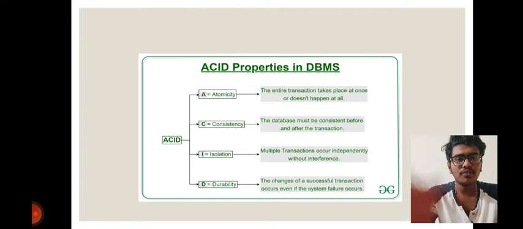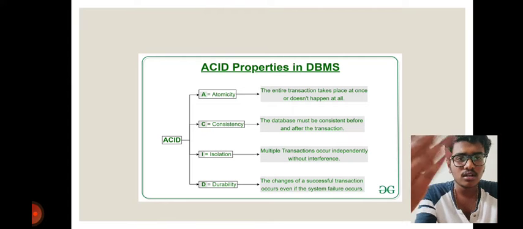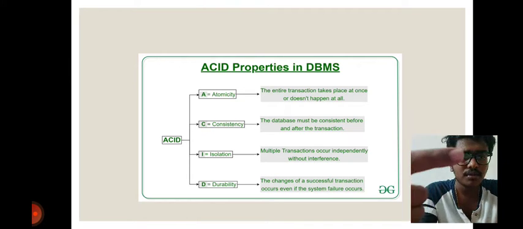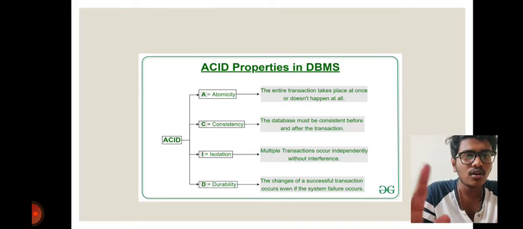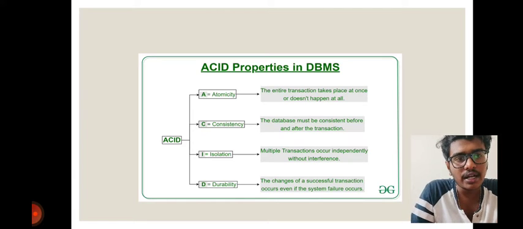So here we can see the chart of the ACID properties in DBMS. So what are ACID properties? Let us know briefly. First, A means atomicity. The entire transaction takes place at once or doesn't happen at all. Coming to next, C, its consistency. The database must be consistent before and after the transaction.